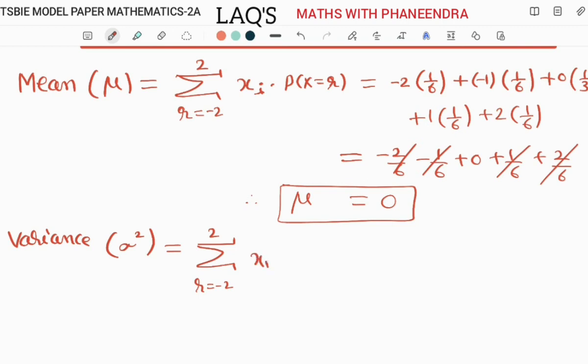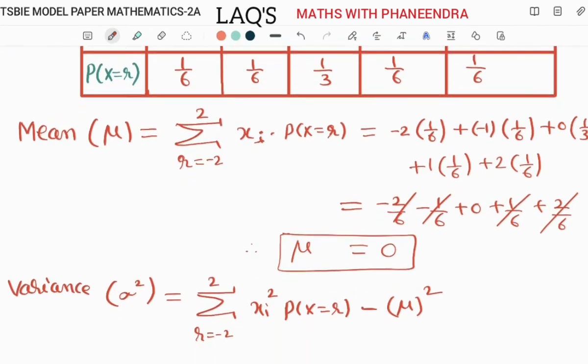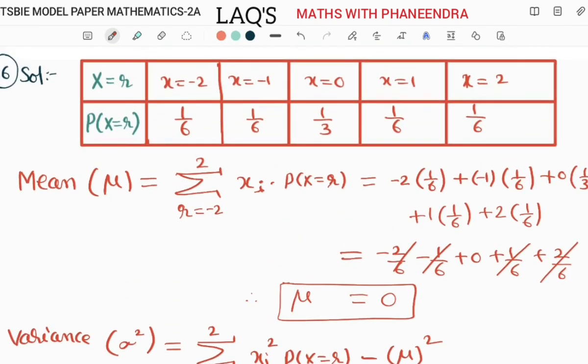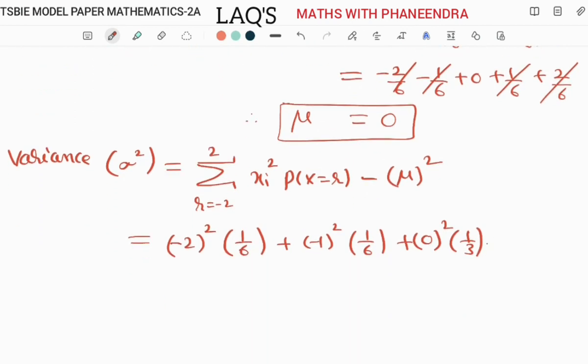Σ xi square, that means r square, into p of x, is equal to (r minus mu) square, which is equal to (-2) whole square into 1 by 6, minus 1 whole square into 1 by 6, plus 0 square into 1 by 3, plus 1 square into 1 by 6, plus 2 square into 1 by 6.